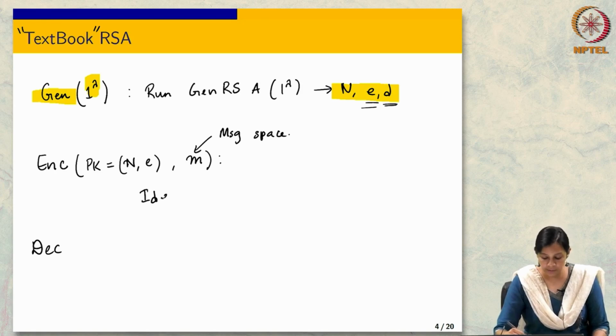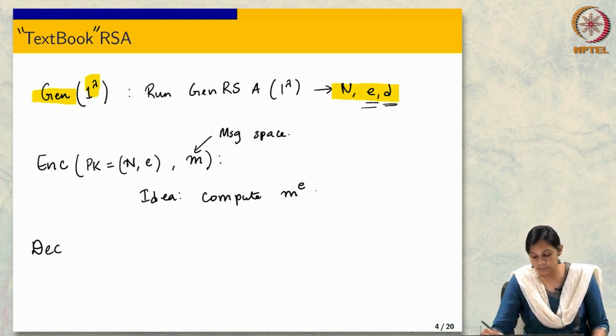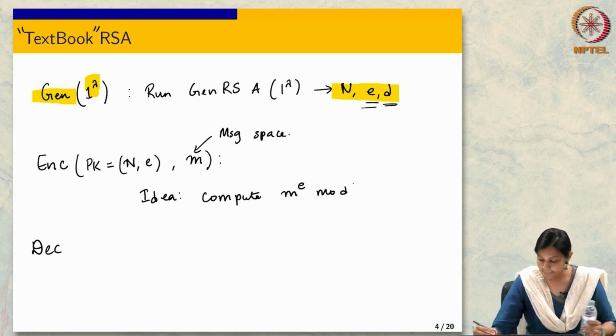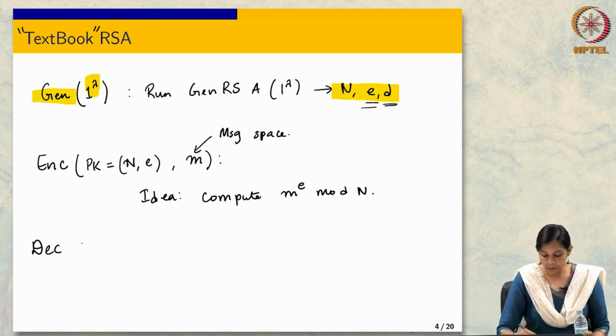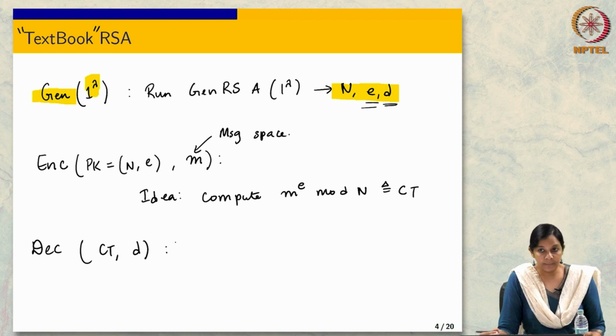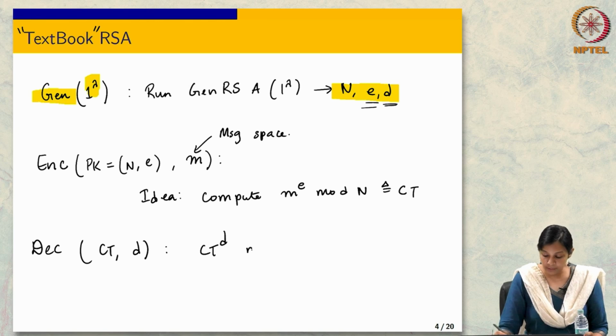So, the idea is to compute m to the e mod n. Let me call this C. Let's even make it CT to be very explicit. So now if I have CT and now I have the decryption key D, then how do I recover the message? Very good. So CT to the power D mod n, right?